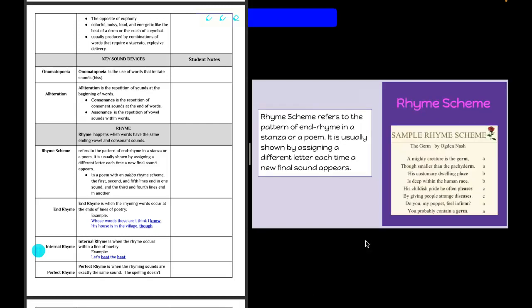First we're going to look at rhyme scheme, and that refers to the pattern of end rhyme in a stanza or poem. It's usually shown by assigning a different letter each time a new final sound appears. You can see in my sample that the first two lines rhyme, so they are labeled with an A. The second set of couplets rhyme, and they're noted with a B. The third set of couplets rhymes, so it's labeled with a C, and then the final set of couplets matches the rhyme in the first couplet, so it is also labeled with A.